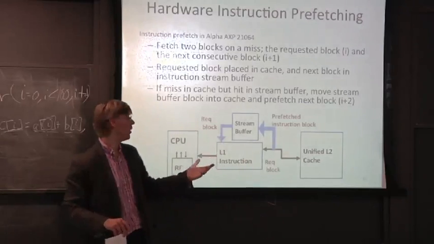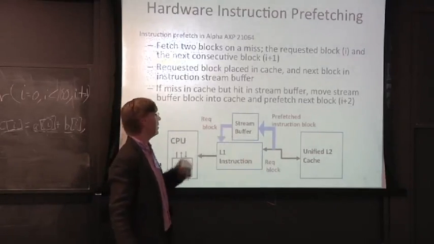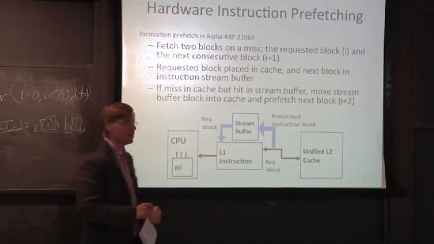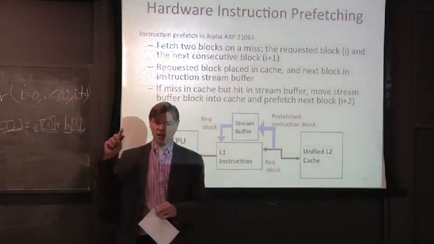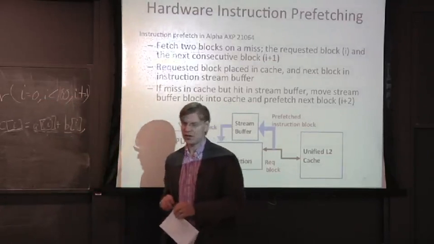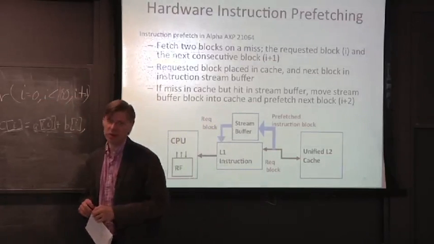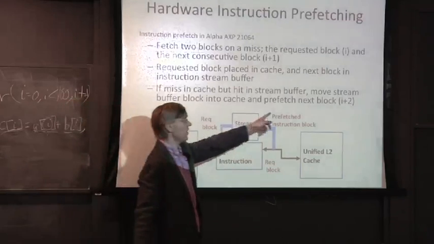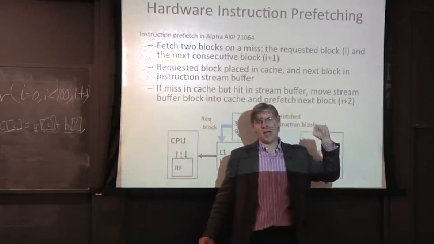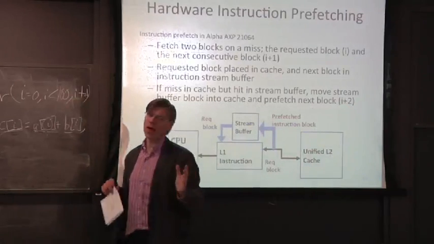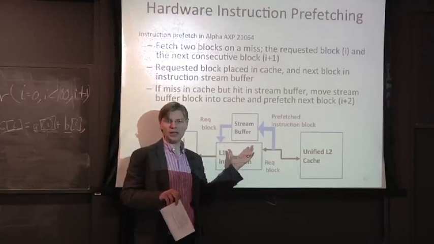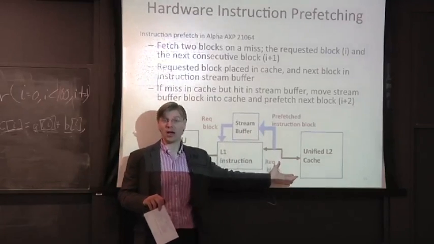So it hits in the stream buffer, and the stream buffer gets moved into the cache, and the hardware prefetching system says, aha, I went and I'm now executing block I plus 1. Maybe it'd be a good idea to go and prefetch block I plus 2. And effectively what you're doing here is you're overlapping the execution of block I with the fetch of block I plus 1.